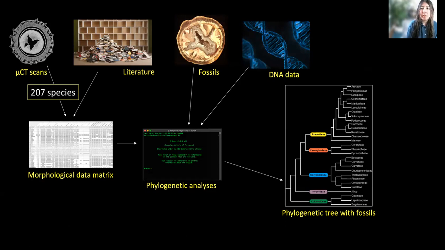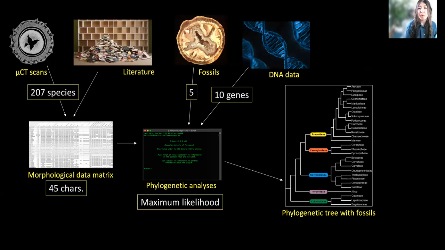We scanned 207 species of extant palms and incorporated 5 previously published fossil fruits. The morphological matrix contained 45 fruit and gynoecial characters. I used 10 chloroplast and nuclear genes, all from GenBank. The final data set was sampled at the genus level. And all the results I'll be showing today were from maximum likelihood analyses performed in RAxML.